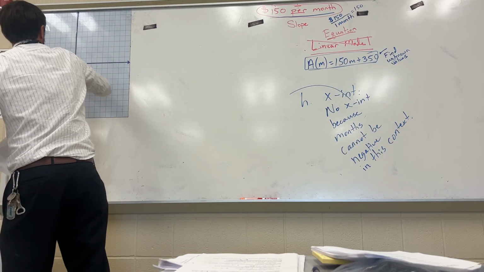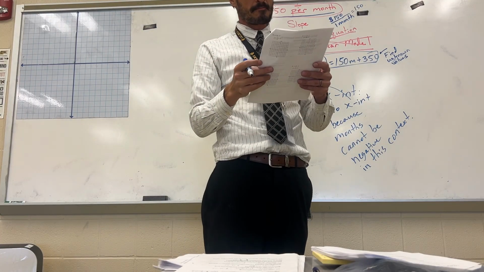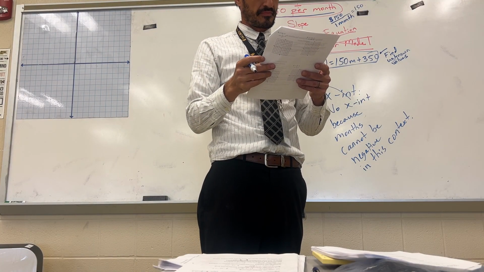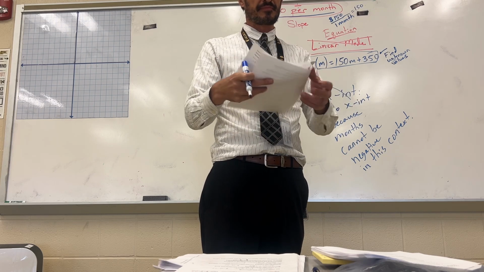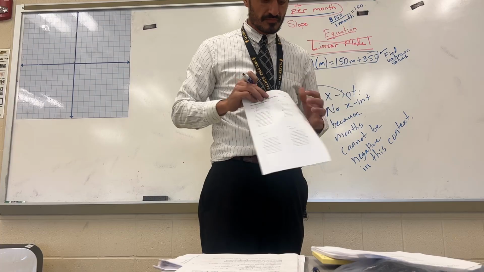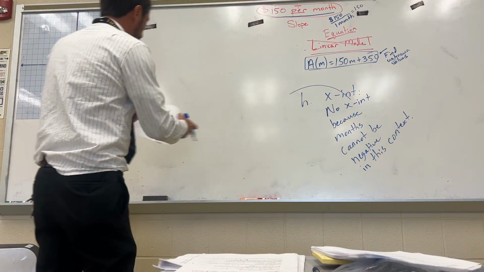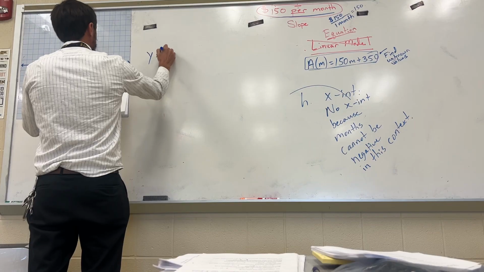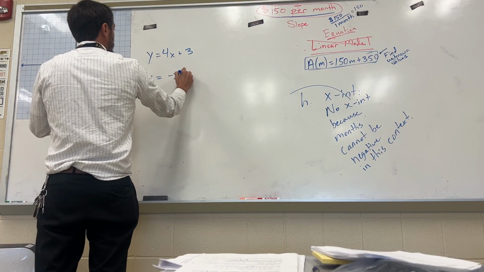If you take your front page, right, front page of your packet, flip it over, go to the back side, and we're going to look at the top right problem, okay? The top right problem is y equals 4x plus 3 and y equals negative x minus 2.